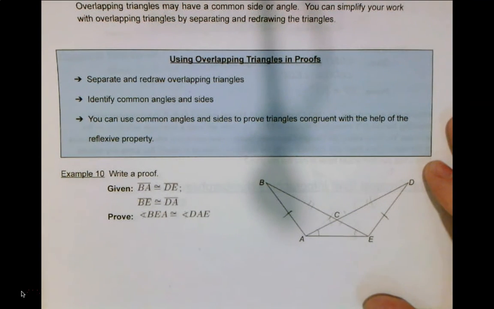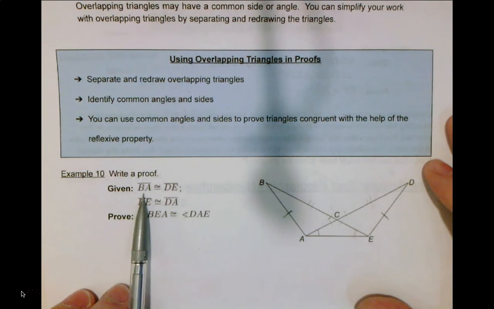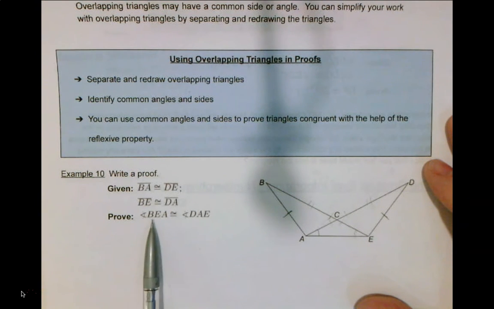Very tricky. Which pair of triangles, which 2 triangles do we want to separate and redraw so that we can prove these 2 angles are congruent? Well, and this isn't guaranteed, but it helps if you can separate the triangles that have all the given information and also have what we're trying to prove. If you can find a pair of triangles that fits both of those, that's awesome. That's hopefully going to make things a lot easier for you. So, is there a pair of triangles that has BA and DE, BE and DA, and angle BEA and angle DAE in them? The answer is yes.